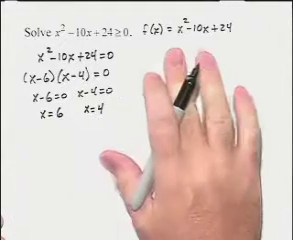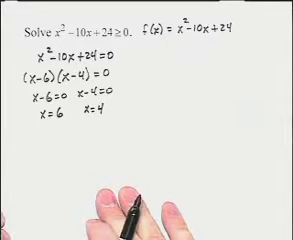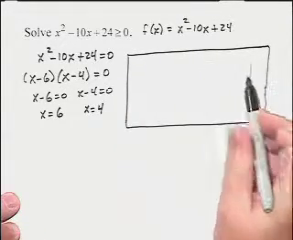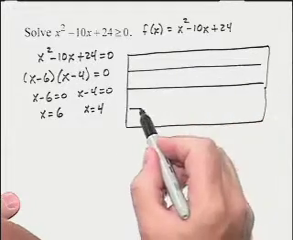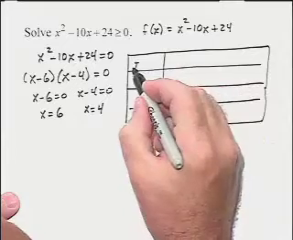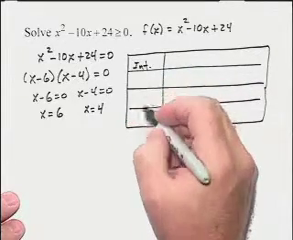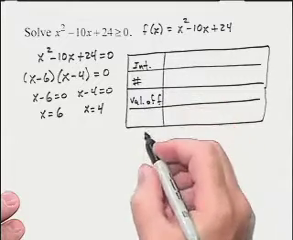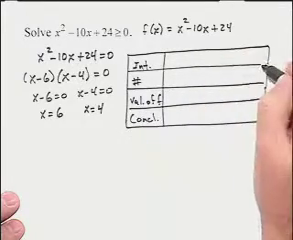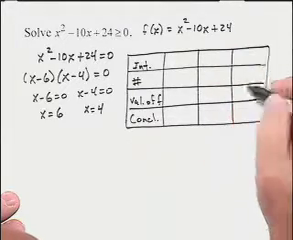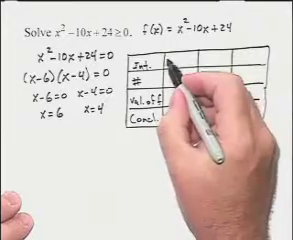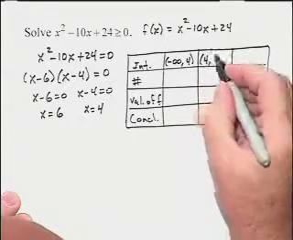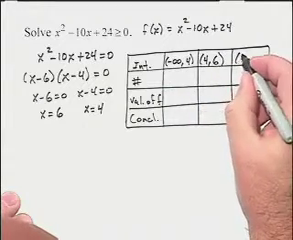We'll use these zeros of our function f of x to divide the real number line into 3 subintervals. We'll make up a table. In our first column, we're going to write down our headings for interval, a number in the interval, the value of f, and then our conclusion. We're using the two zeros to break up the real number line. Our first interval will be negative infinity to the first 0, which is 4. The next interval will be from 4 to the next 0, which is 6. And then we'll go from 6 to infinity.